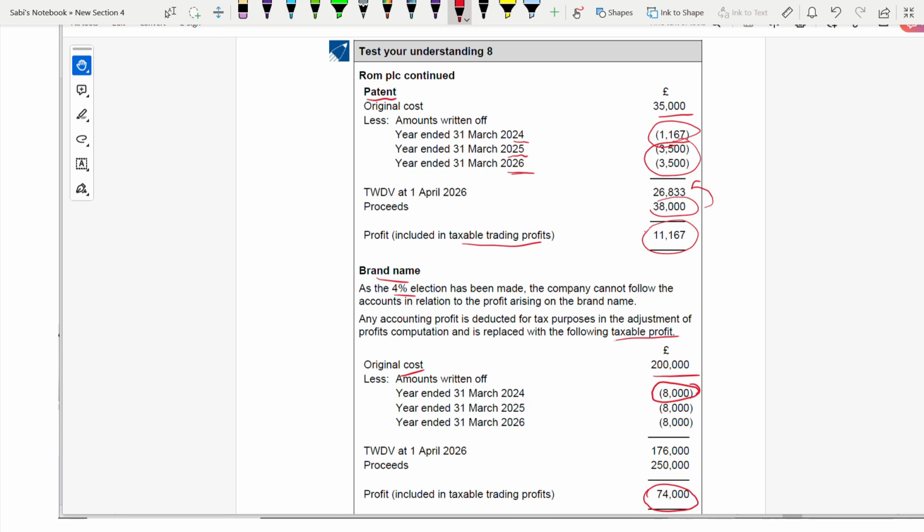So here, because the 4% election is made, the company cannot follow the accounts in relation to the profit arising on the brand name.